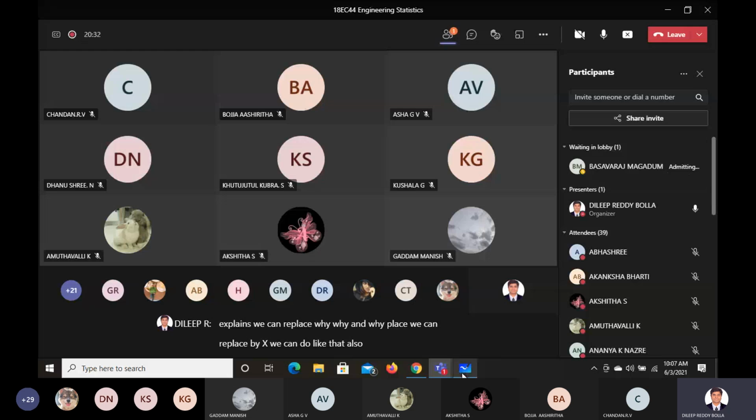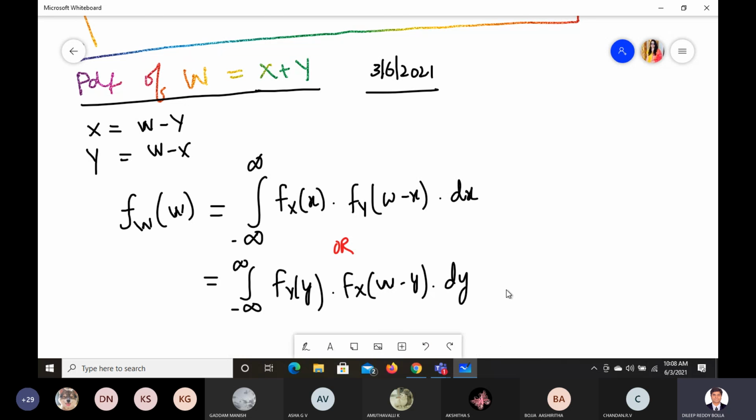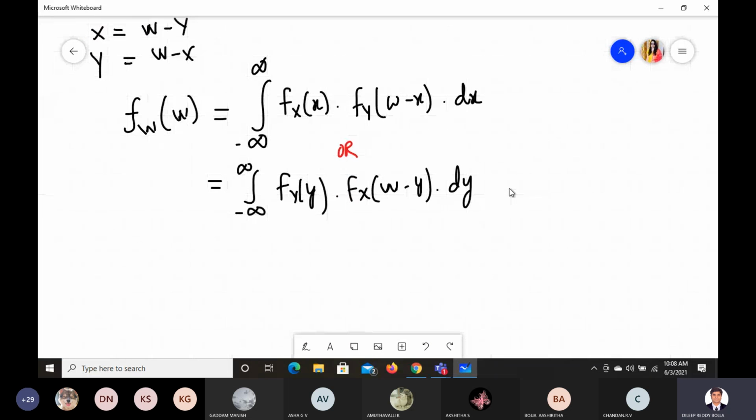If you do it like that, this expression can also be written as the integral from minus infinity to plus infinity, where we replace x by y: fy of y into fx of w minus y, and instead of dx we write dy. This way we can find the PDF of the sum of two random variables.